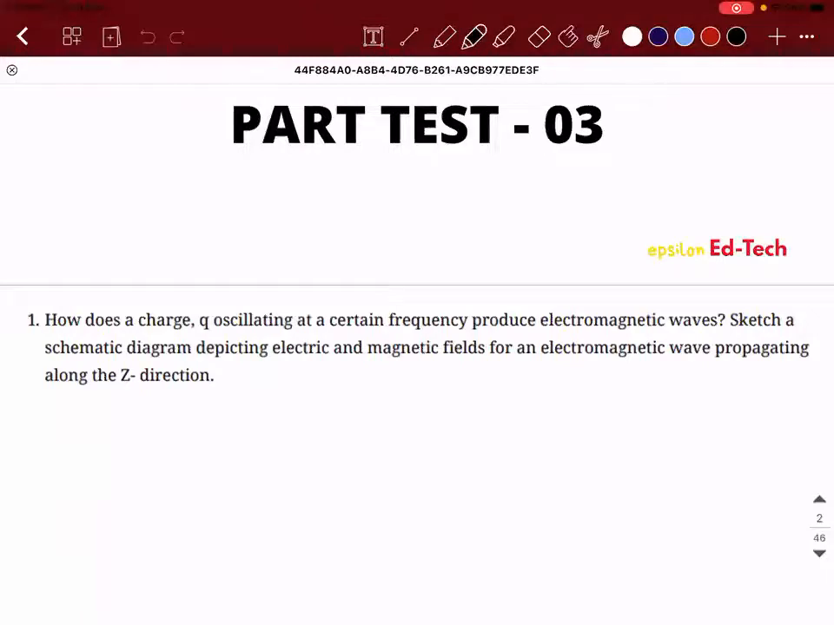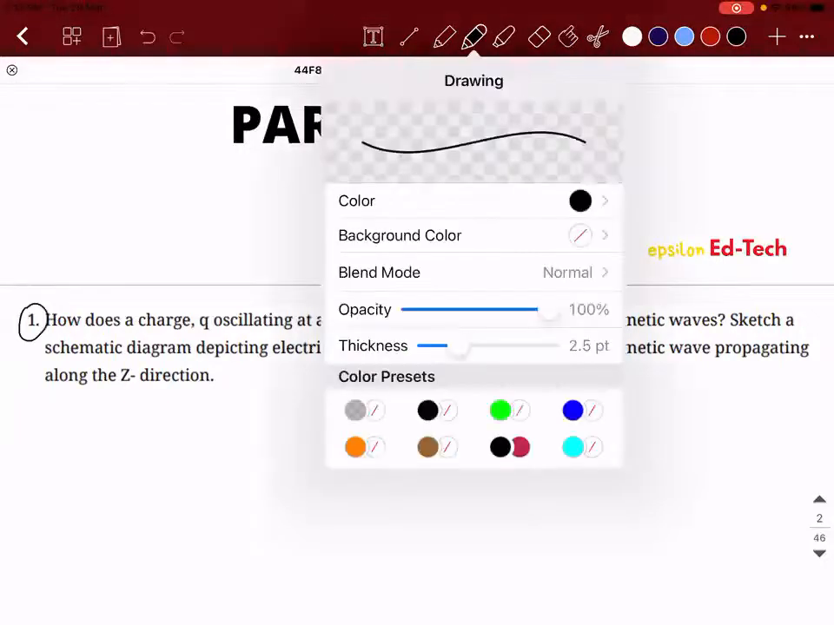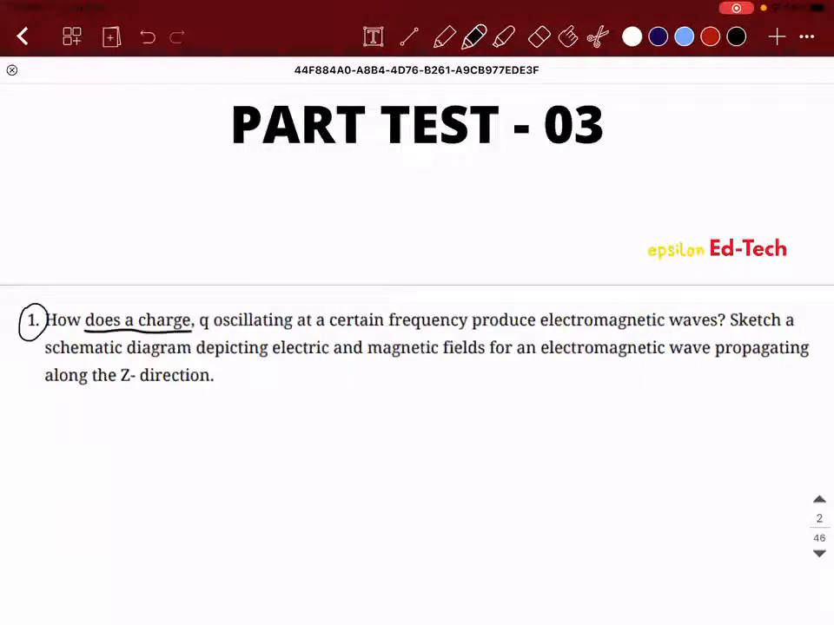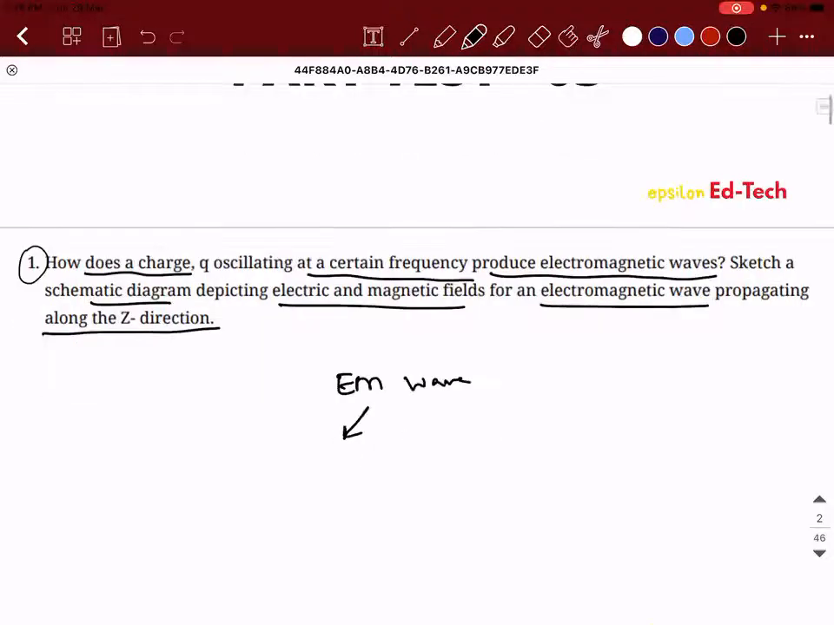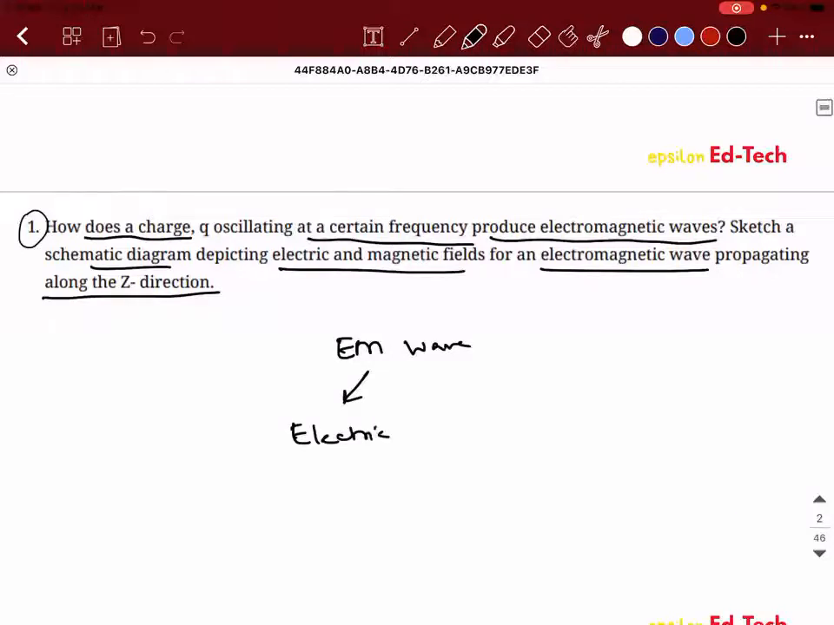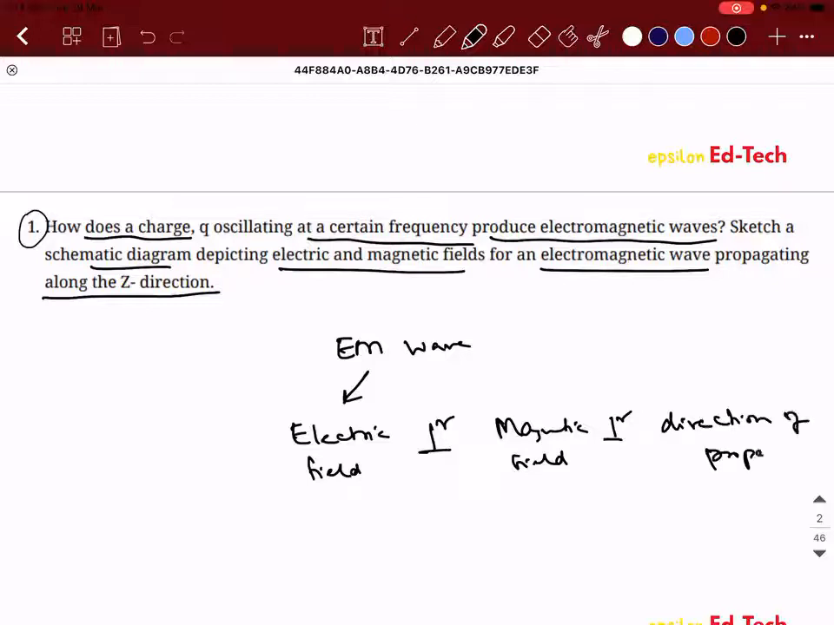So, what is the answer for the first one? How does a charge Q oscillating at a certain frequency produce electromagnetic waves? Sketch a schematic diagram depicting the electric and magnetic fields for an electromagnetic wave propagating along the Z direction. When you talk about the electromagnetic wave, how would you define it? It is a wave where electric field is perpendicular to magnetic field, and both are perpendicular to the direction of propagation. Am I right?